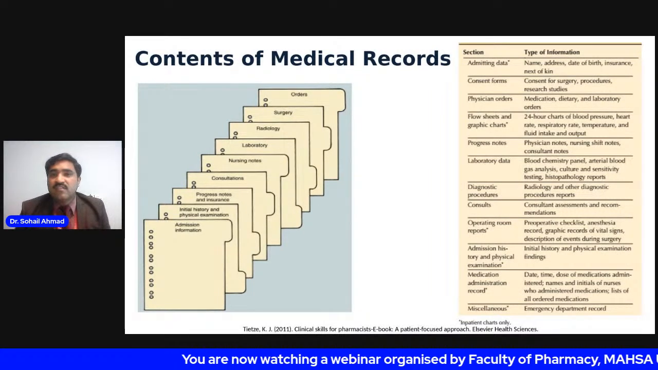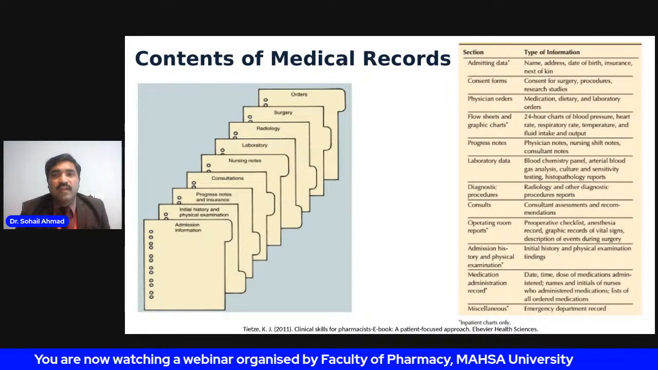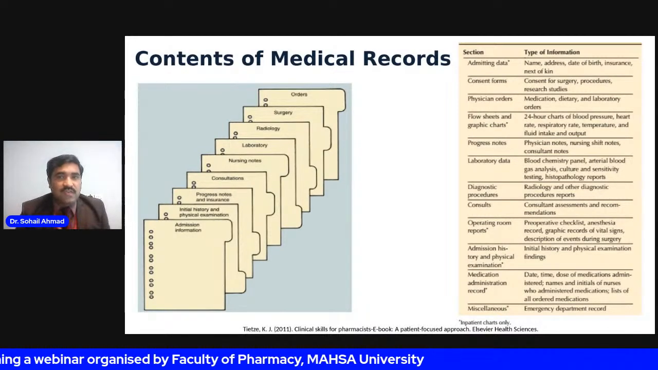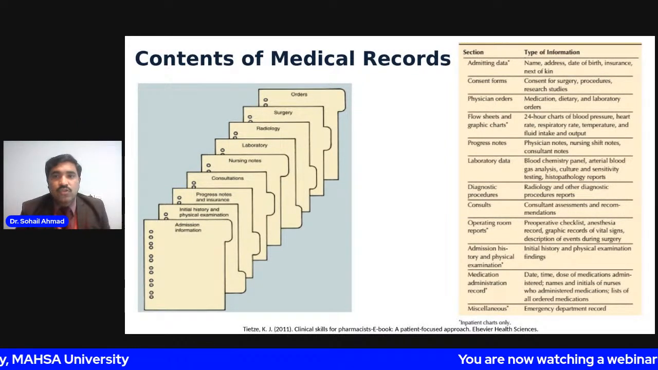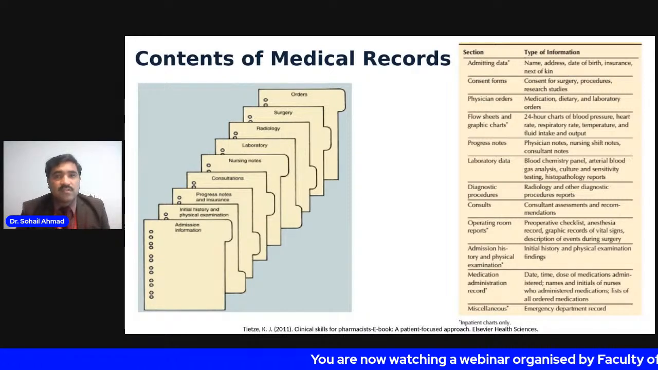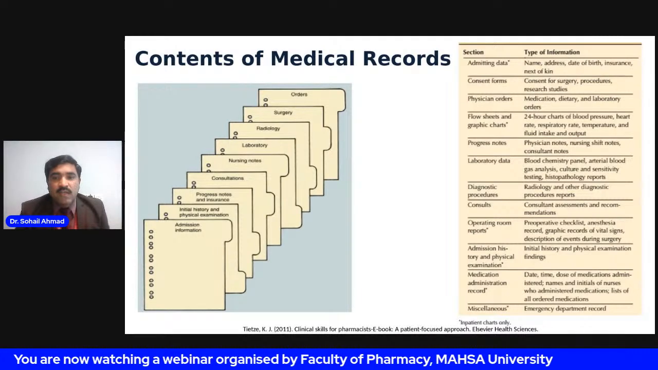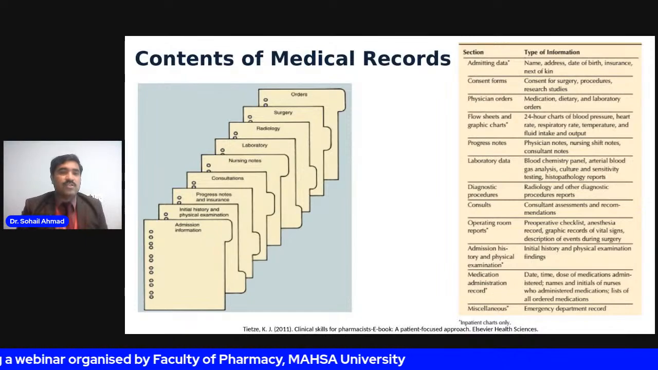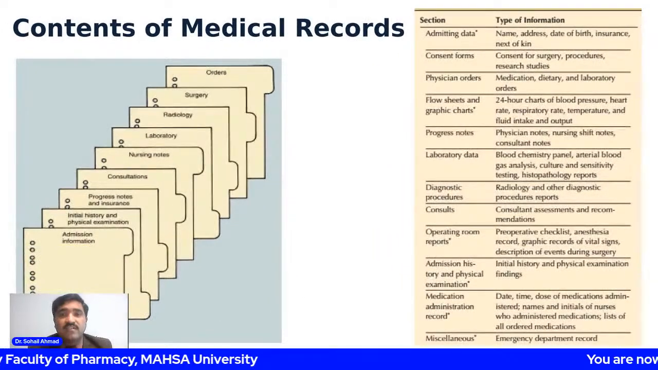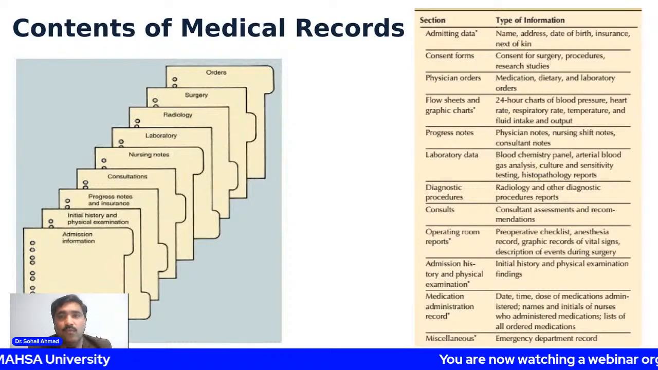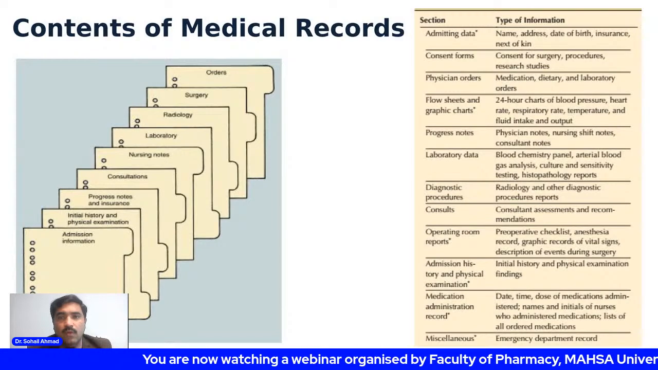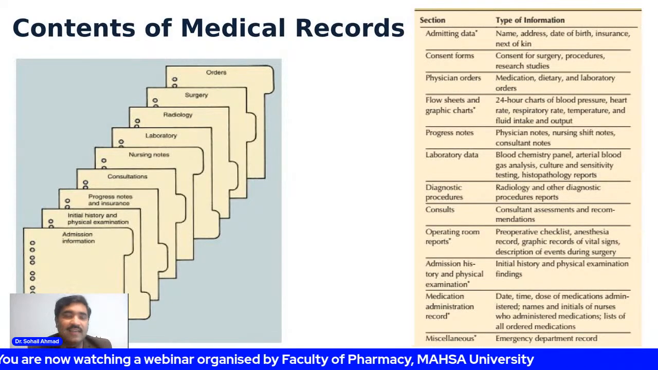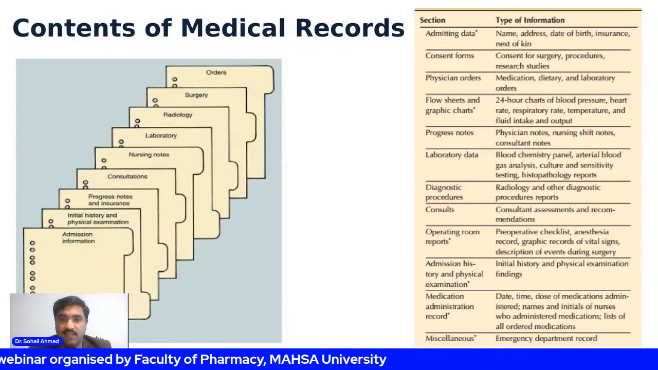Then the contents of the medical record: it includes admitting data, consent form from the patient and the guardians, physician orders, flow sheets and graphic charts, progress notes, laboratory data, diagnostic procedures, consults, operating room reports, admission history, medication administration record, and miscellaneous. The contents of the medical record may vary from patient to patient and from setting to setting. Most of the time, more or less, the contents remain the same.